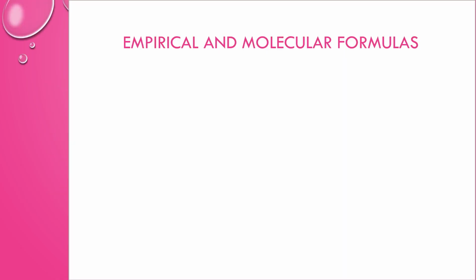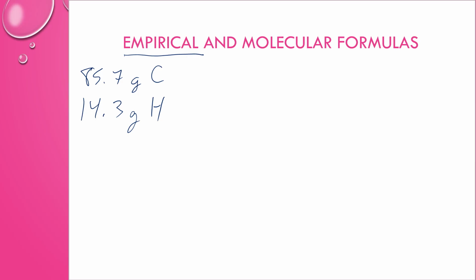Okay, so let's take a minute to review empirical and molecular formulas. The empirical formula is the lowest whole number ratio. We can find an empirical formula using percent by mass data. So let's say, for example, I have a compound that's 85.7% carbon by mass and 14.3% hydrogen by mass. What you can do to find the empirical formula is pretend the percents are grams.